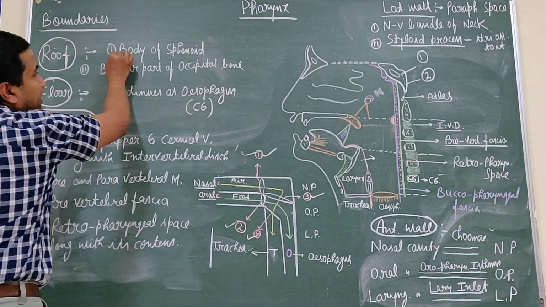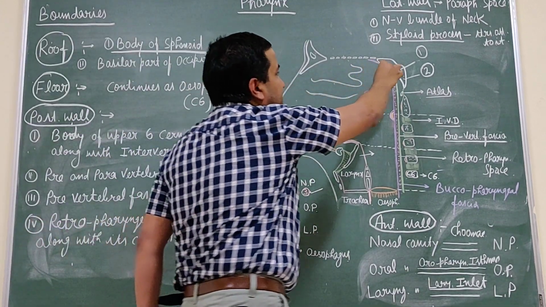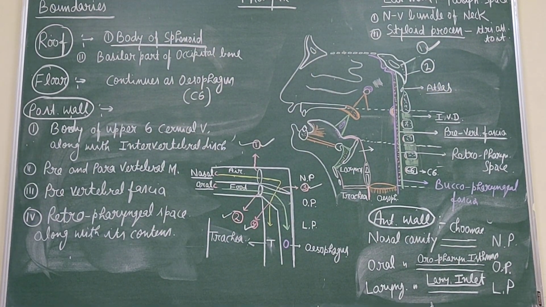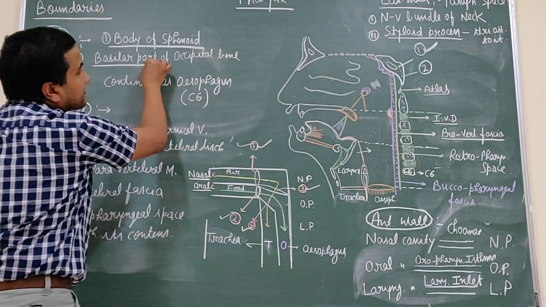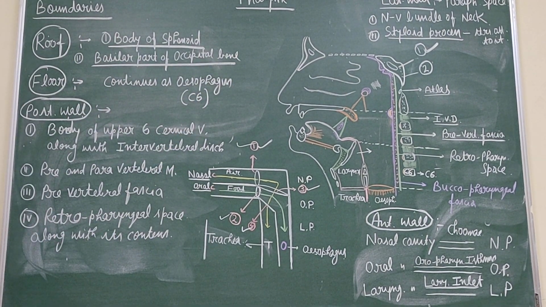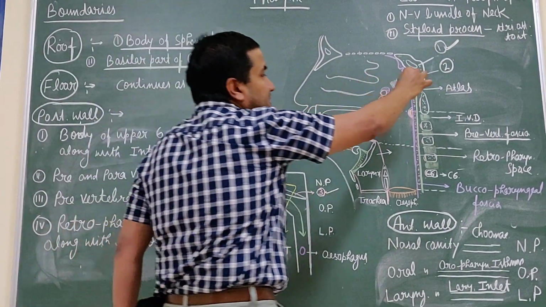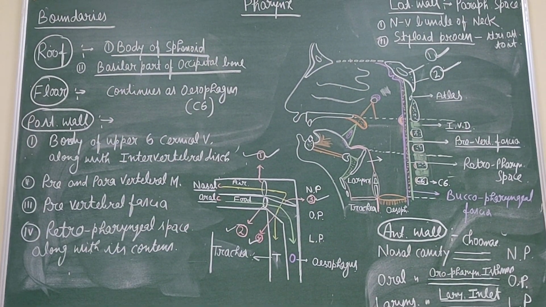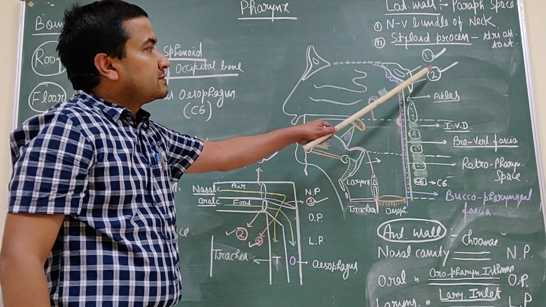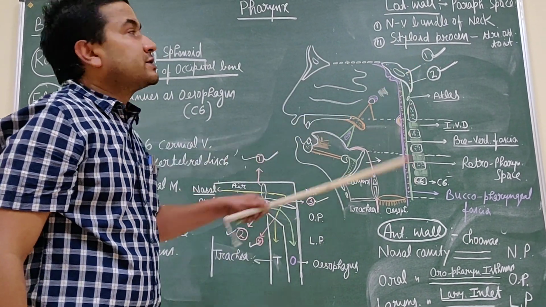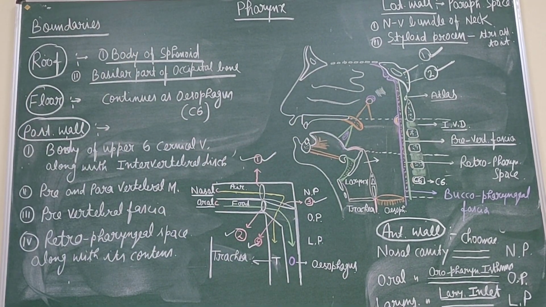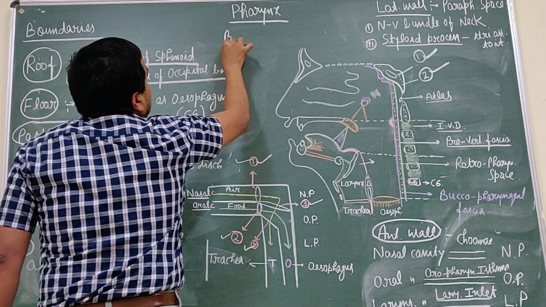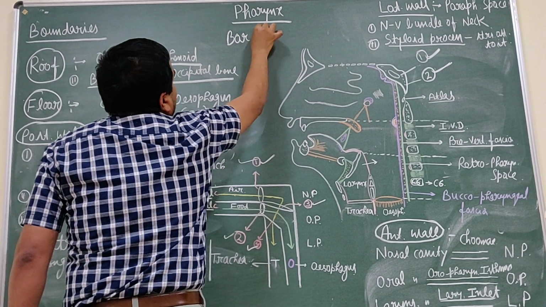It is the body of the sphenoid. This is the body of the sphenoid. And it is the basilar part of the occipital bone. This is the basilar part of the occipital bone. These both parts fuse to form the bar of the bone.